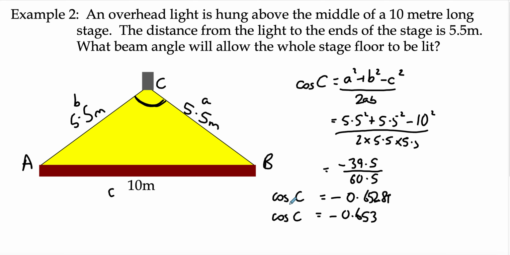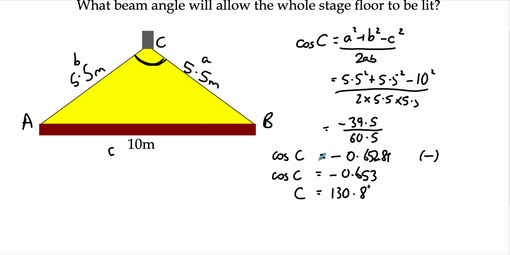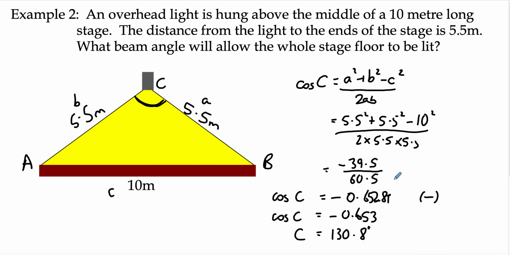And if you go ahead and put inverse or shift cos, put in your negative 0.653. Remember to use not the minus or subtraction button, but the negative sign somewhere on your calculator. If you do that, then for sure it gives you C equals 130.8 degrees. In other words, it is an obtuse angle. We don't have to think about there being two possible angles like in the sine rule. It's just good old read what your calculator tells you. Now C equals 130.8 is not the correct answer.